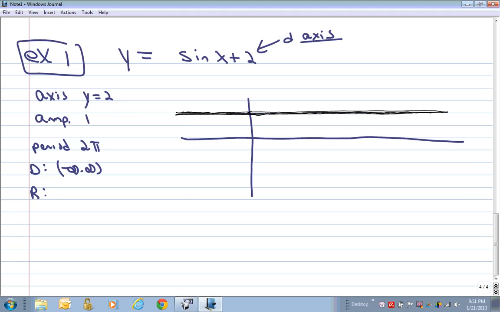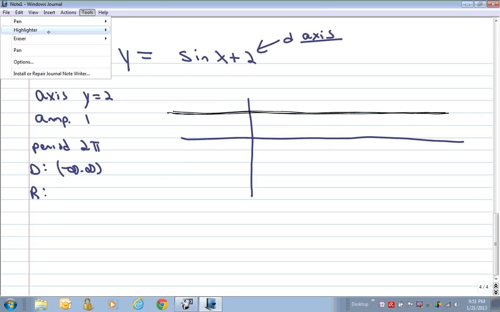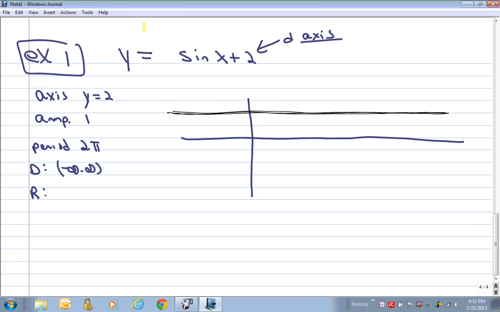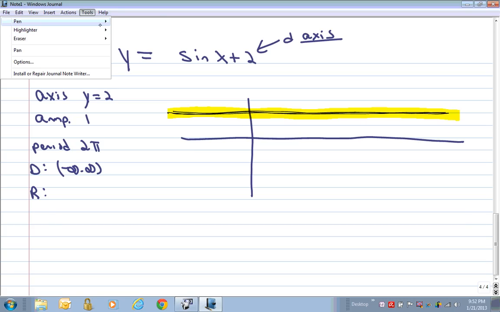Really important. Sometimes I use a highlighter to highlight my new axis. Alright, let's see if I can highlight that. We'll highlight in yellow. So there's our new axis. Just make sure that we don't get it confused with our old axis. And I think that's really, really important.